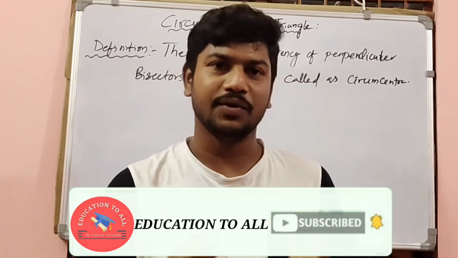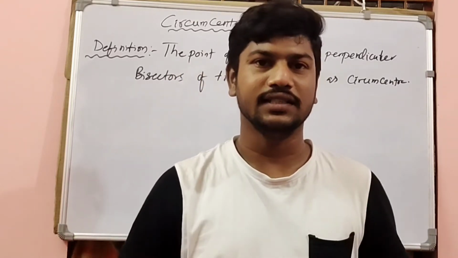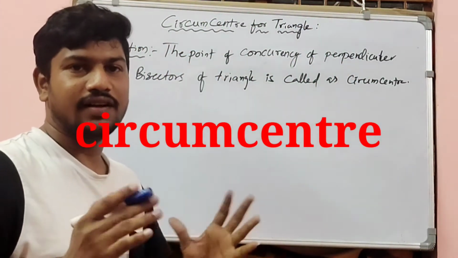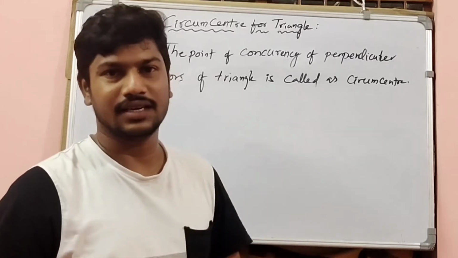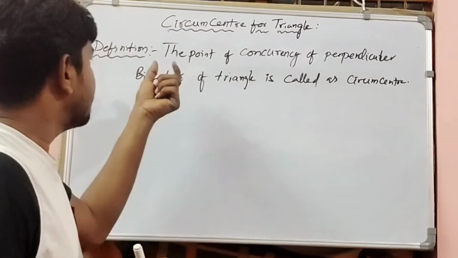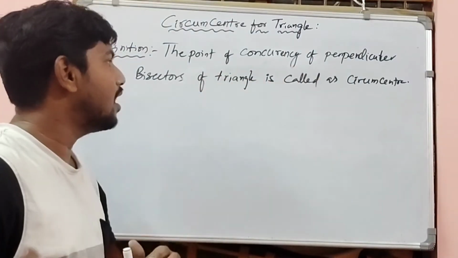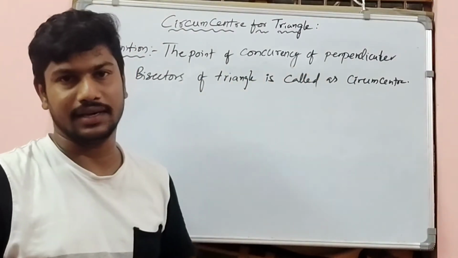Today we'll start a new topic related to coordinate geometry: finding the circumcenter of a triangle. First of all, we need to know what the circumcenter of a triangle is. The definition is: the point of concurrency of the perpendicular bisectors of a triangle is called the circumcenter.